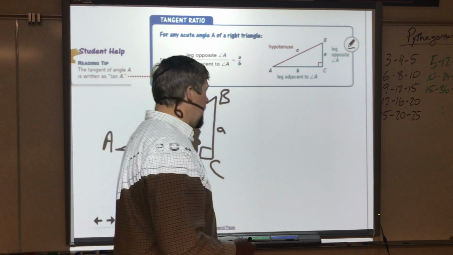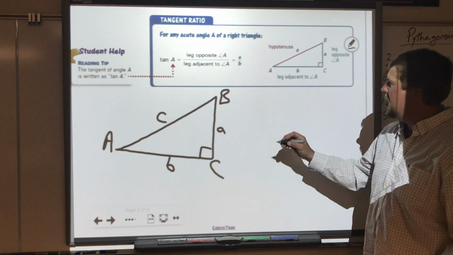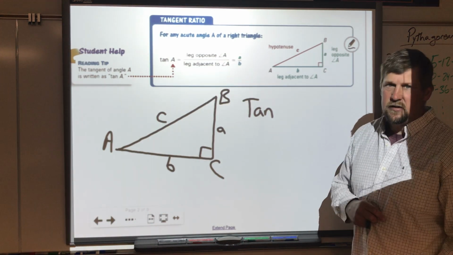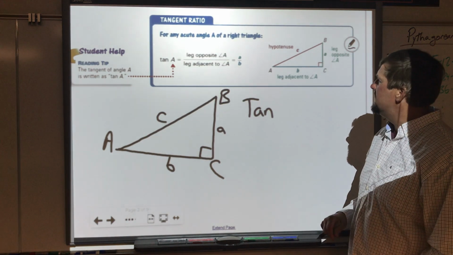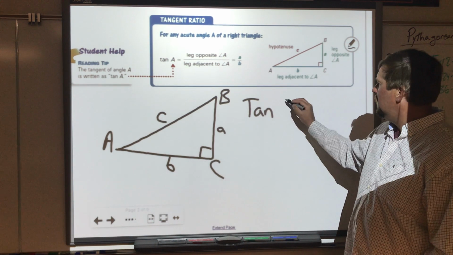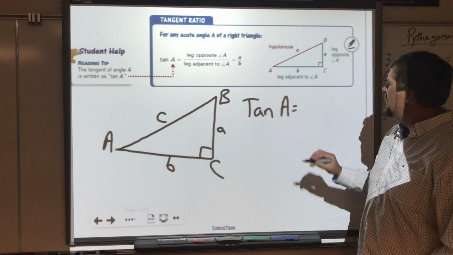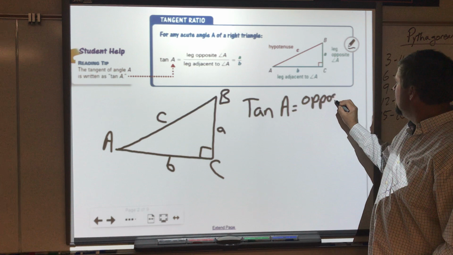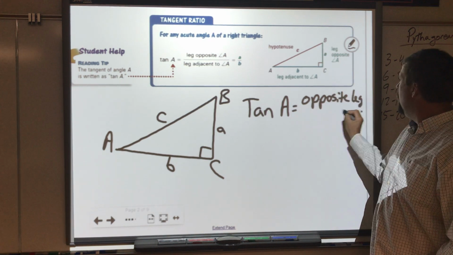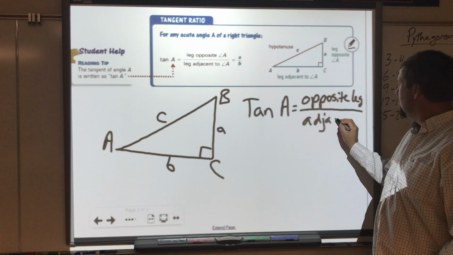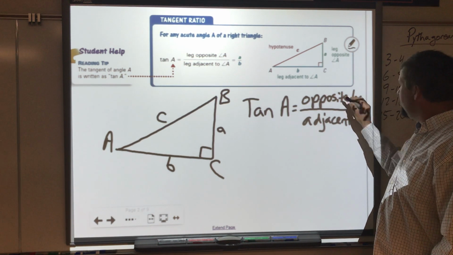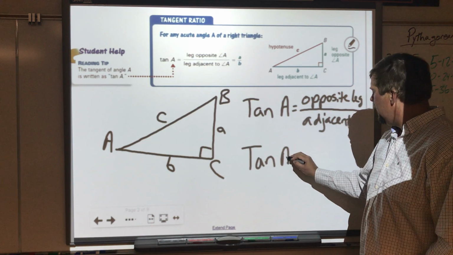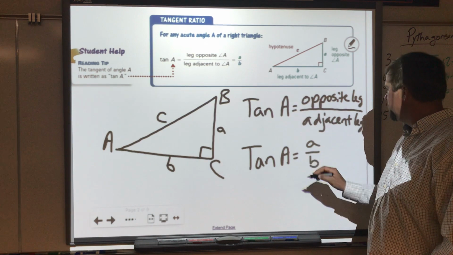Now, the trigonometric ratio that we're talking about today is called tangent. They abbreviate that as T-A-N, but it's pronounced tangent. And the tangent of the angle, let's say the tangent of A, is always the opposite leg over the adjacent leg. So that's the ratio that you're always using. So the tangent of the angle A is a over b.